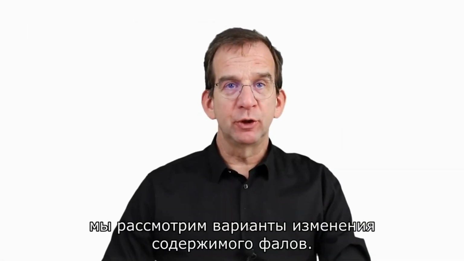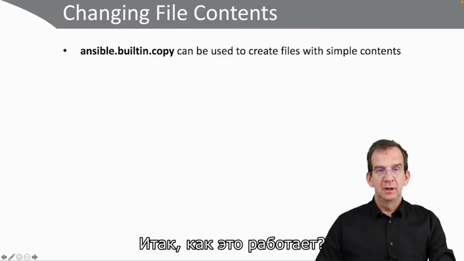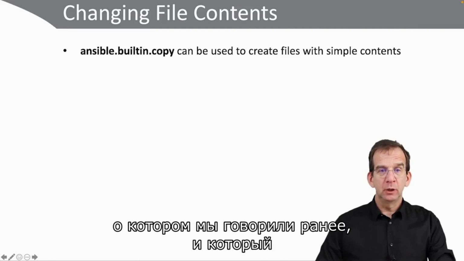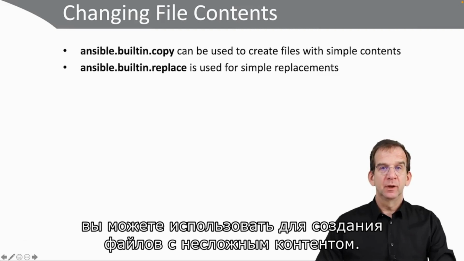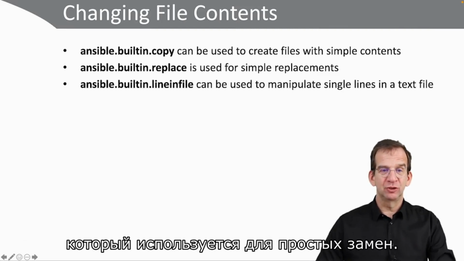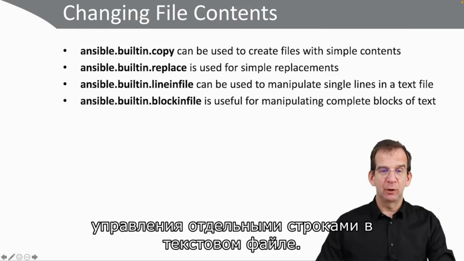In this video we will discover options to change file contents. So how does that work? Well, there is Ansible built-in copy, about which we've talked before, which you can use to create files with simple contents. There's also Ansible built-in replace, which is used for simple replacements. And lineinfile can be used to manipulate single lines in a text file.